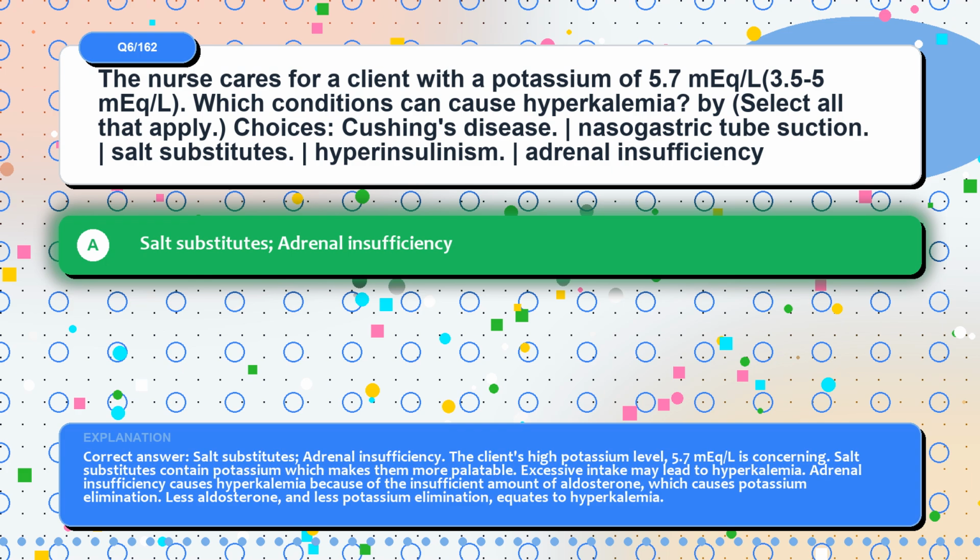The client's high potassium level, 5.7 mg/L, is concerning. Salt substitutes contain potassium, which makes them more palatable. Excessive intake may lead to hyperkalemia. Adrenal insufficiency causes hyperkalemia because of the insufficient amount of aldosterone, which causes potassium elimination. Less aldosterone and less potassium elimination equates to hyperkalemia.